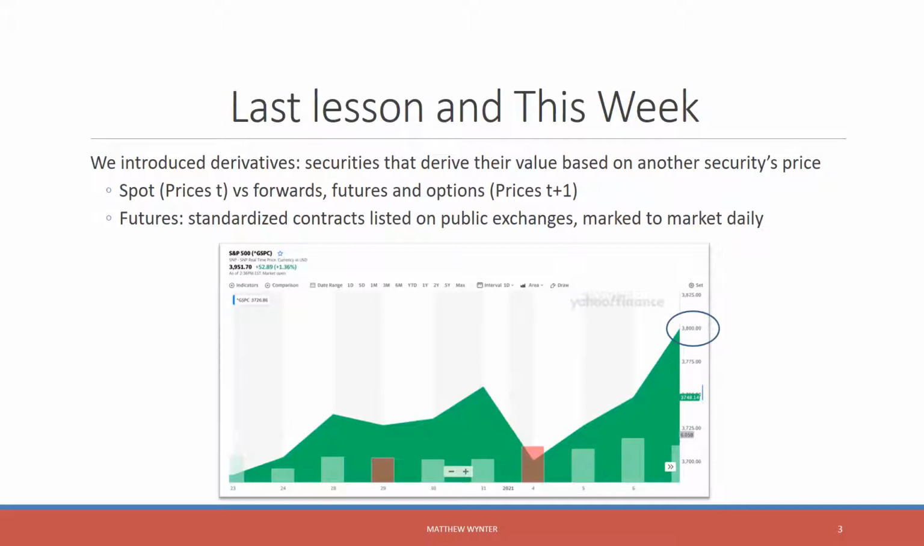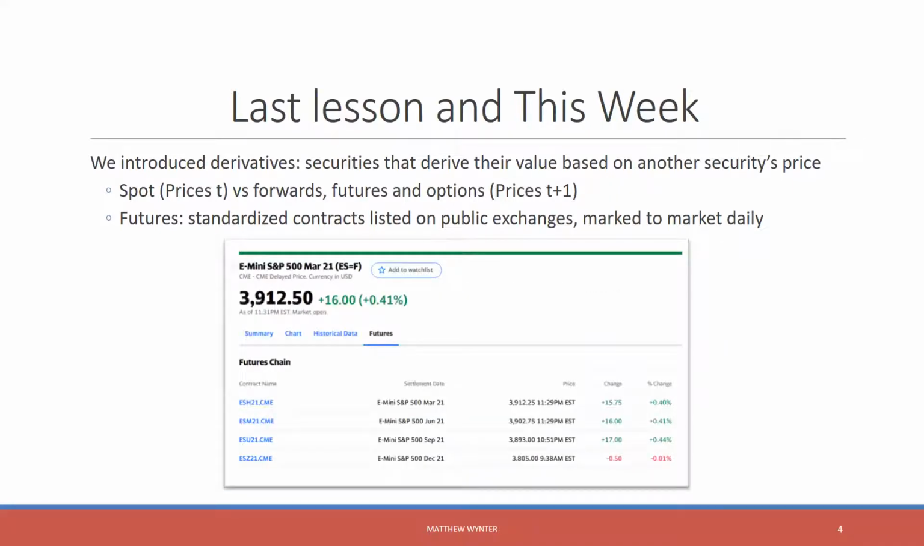What am I showing you? I'm showing you the S&P 500. Why am I showing you the S&P 500? The S&P 500 is a major index, and this index has prices that occur right now today. So I drew a circle around the trading price, and the big takeaway is that we can observe that there's a price right now for the S&P.